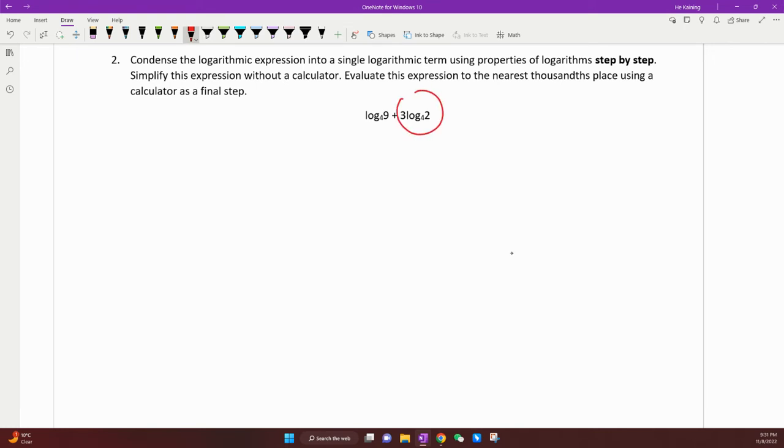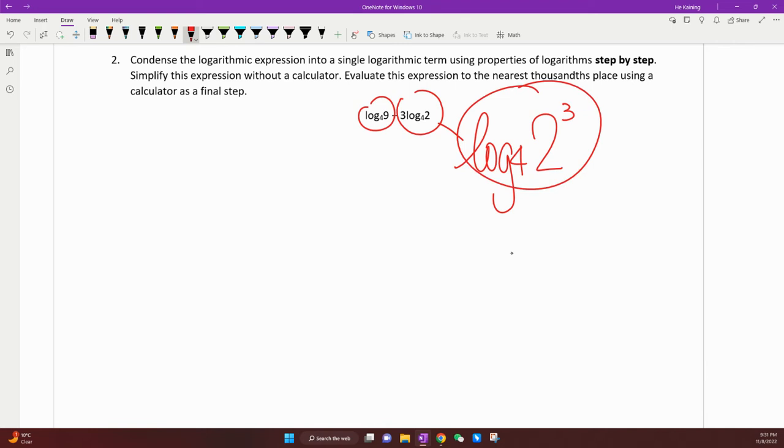So this chunk actually will become log base 4 with 2 to the third power. Again, just move the 3 to the power. The coefficient becomes a new power. That is called your power rule. Now I have log base 4 of 9 and log base 4 of 2 to the third power. Now I can combine them.